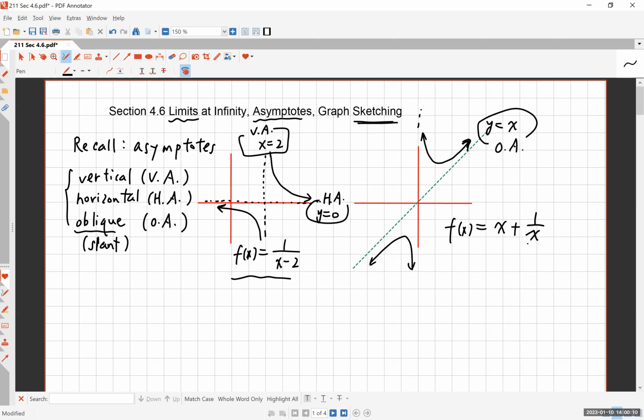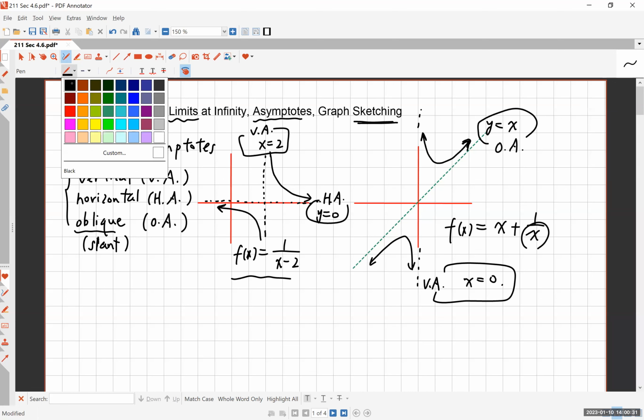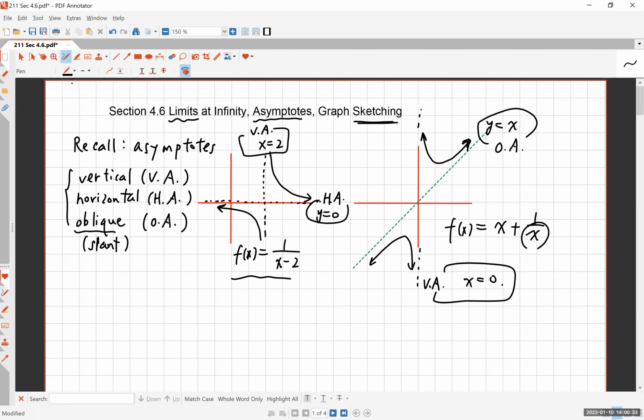And how about something like this, okay? This happens to be a function that looks like this. And you can also see here, you have a vertical asymptote, x is equal to 0, which is coming from this denominator. All right, so these are some of the examples of asymptotes. Again, asymptotes can be classified into three types, and those are vertical, horizontal, and oblique asymptotes.